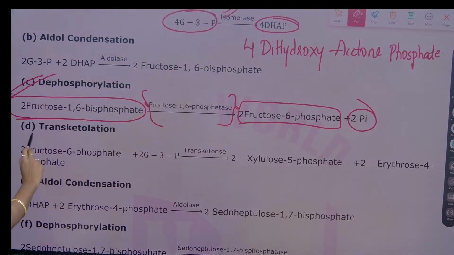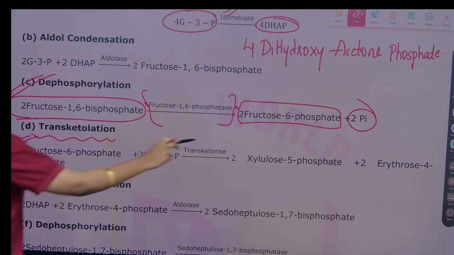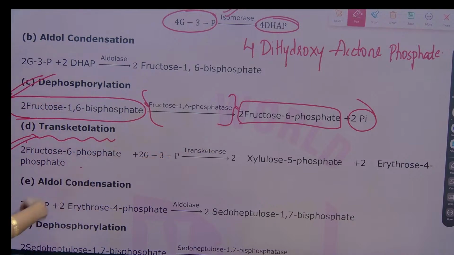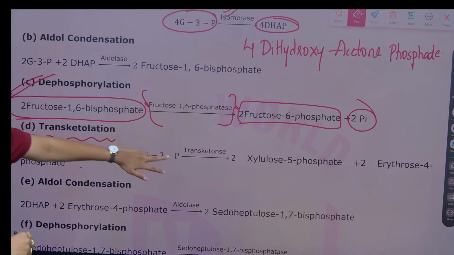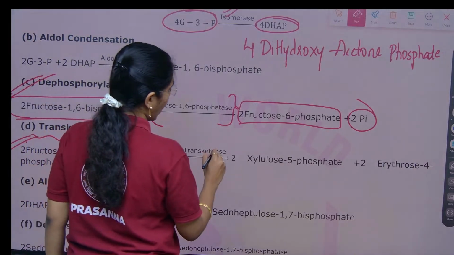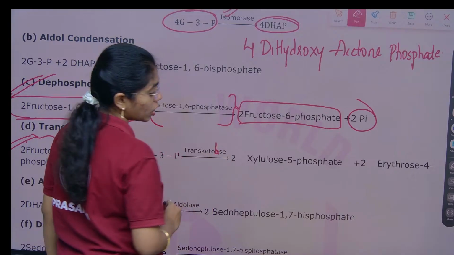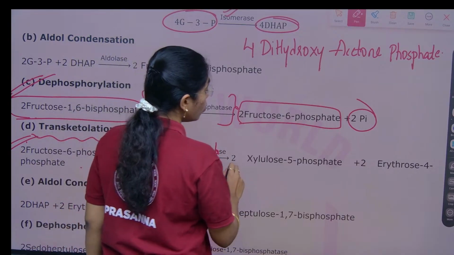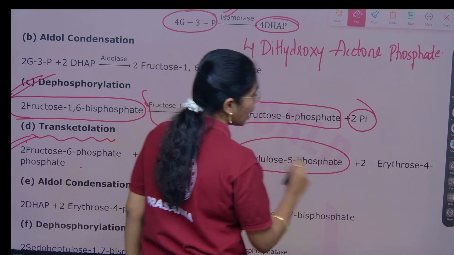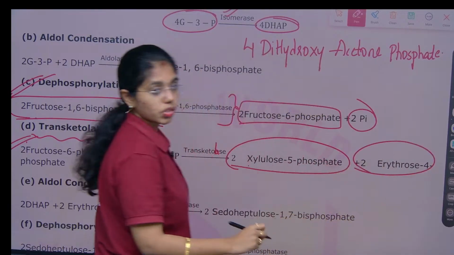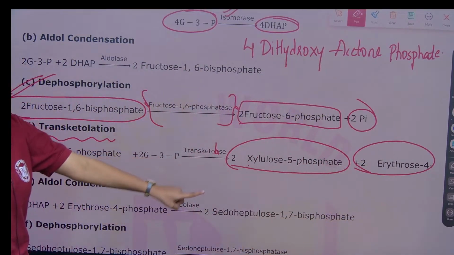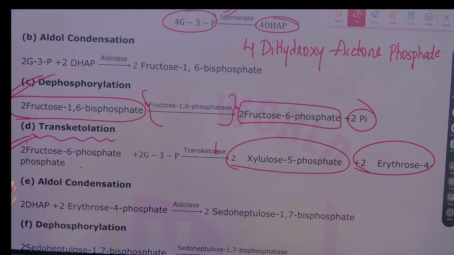And then you see transketolation. Transketolation: 2 fructose 6-phosphate and 2 glyceraldehyde 3-phosphate, in the presence of the enzyme transketolase. This forms 2 xylulose 5-phosphate and 2 erythrose 4-phosphate. Okay, 2 xylulose 5-phosphate and 2 erythrose 4-phosphate.